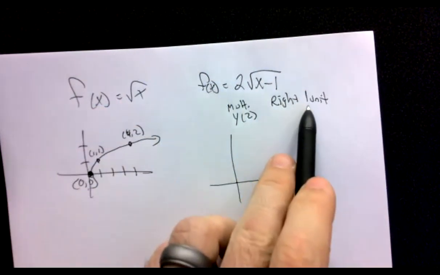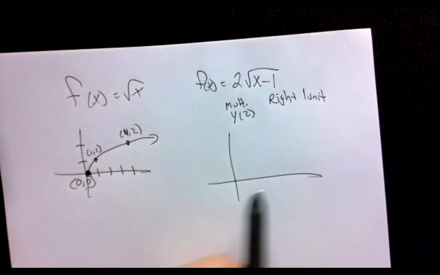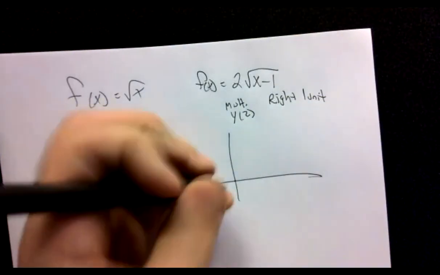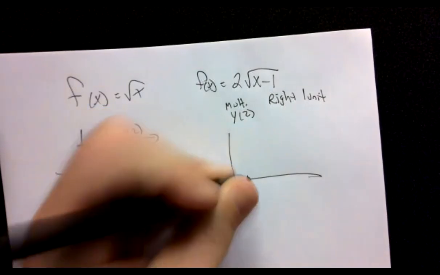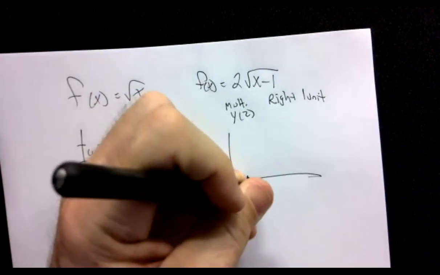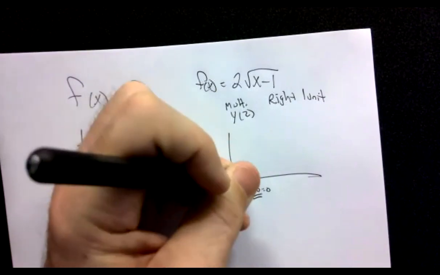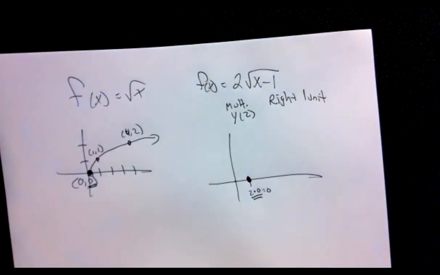The multiplication itself is with the size. Correct. And you're stretching vertically, not horizontally. So you're always stretching the y. So again, 0, 0 comes right 1 unit. And again, looking at my y value, it is 0. So 2 times 0 is still 0. So this one's not going to move vertically. This is going to stay here.